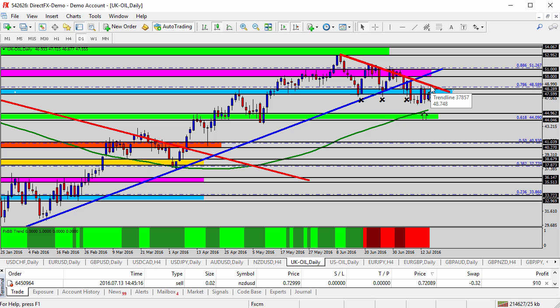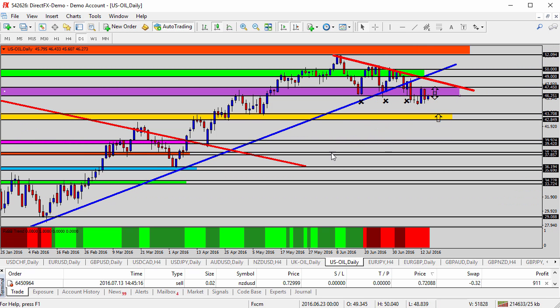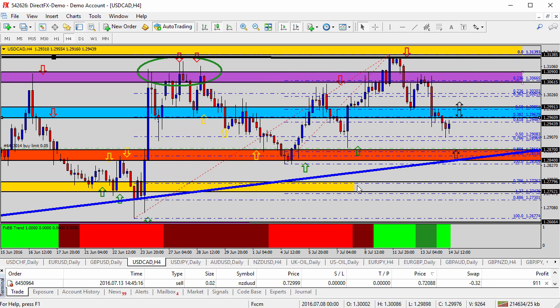Now, if it breaks back above that blue zone or the purple zone on the US oil chart, that changes things. But right now we have a falling trend pattern on oil prices. You can see the two red trend lines on both of those charts. That falling pattern also means that we might be looking for a rise in the USCAD, because that's not great news for the Canadian currency pair. So we'd look for that to turn higher.